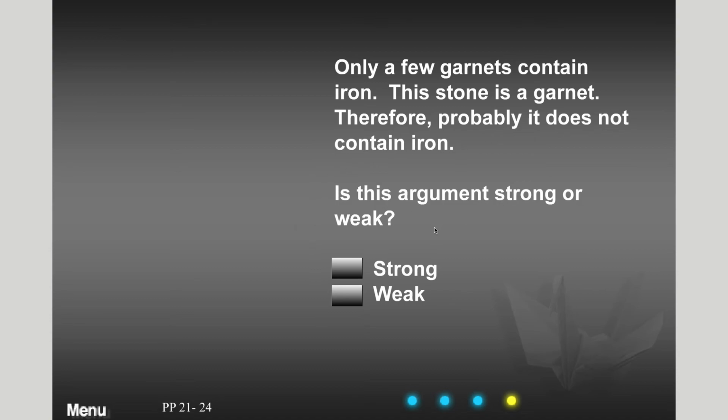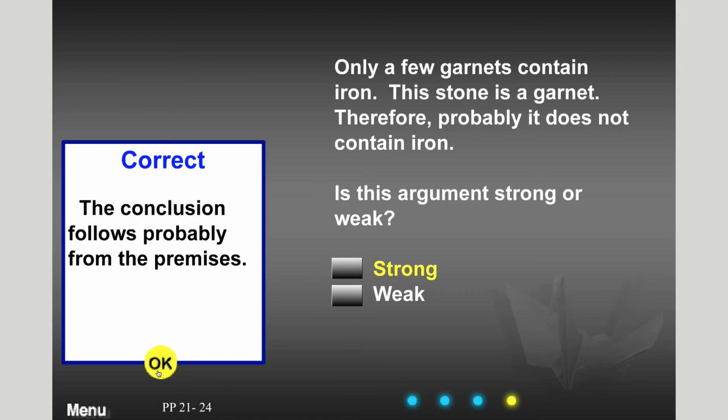Is this argument strong or weak? Yes, this flips it, right? It does not probably contain iron. This is a strong argument, right? If only a few do, then probably the one you have in your hand doesn't have it. It's not one of the special ones that contain iron. So this is a strong argument, right?